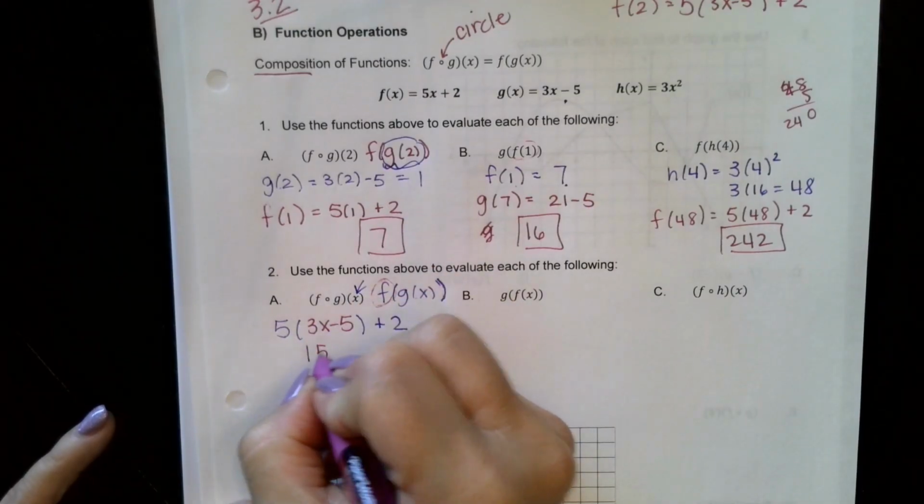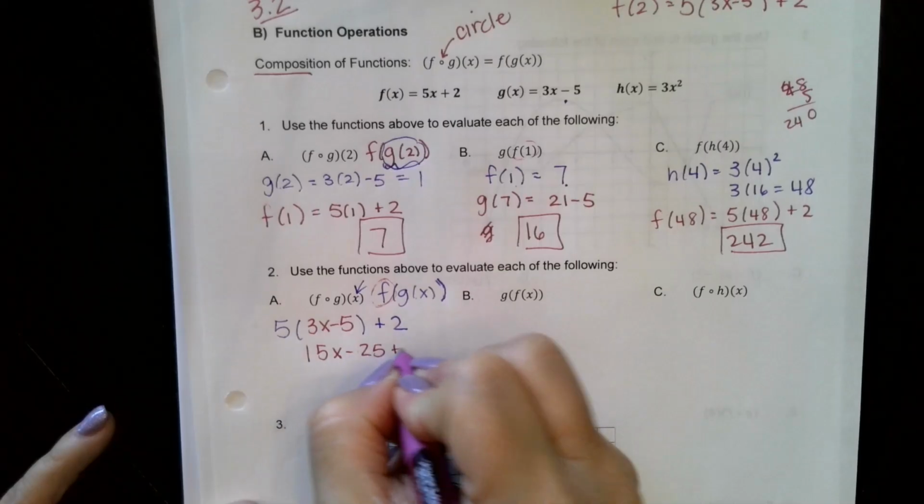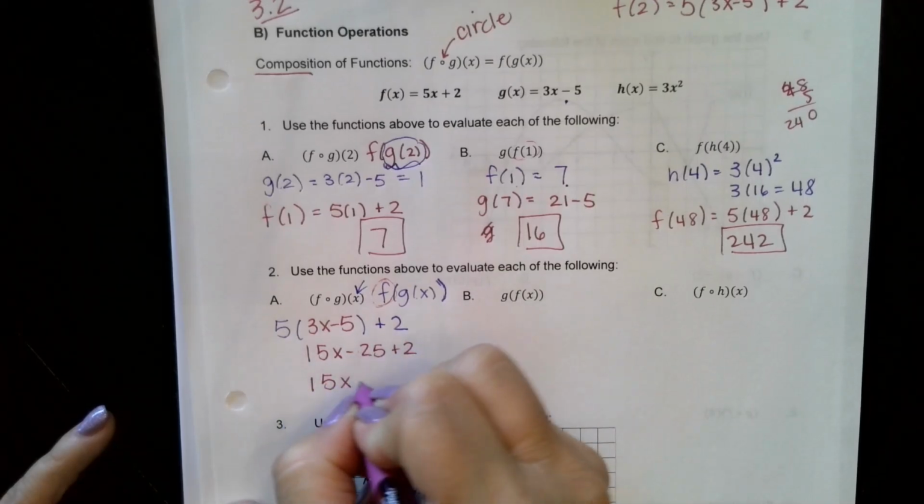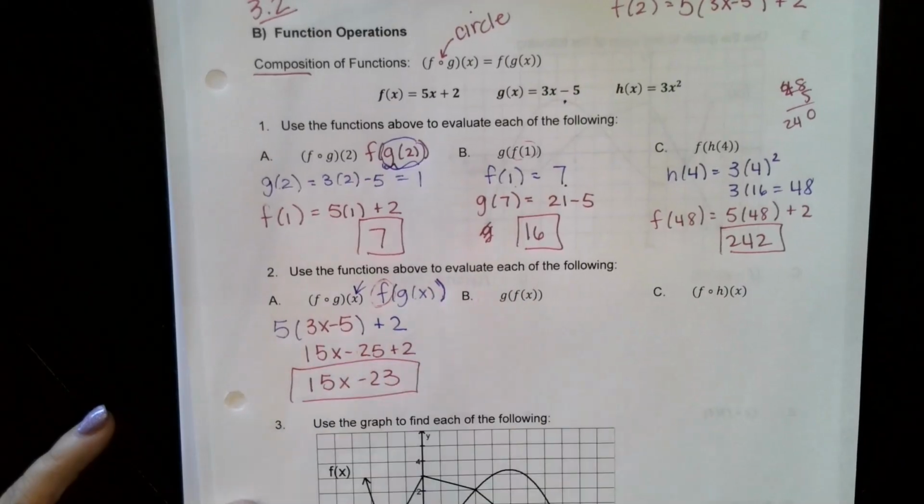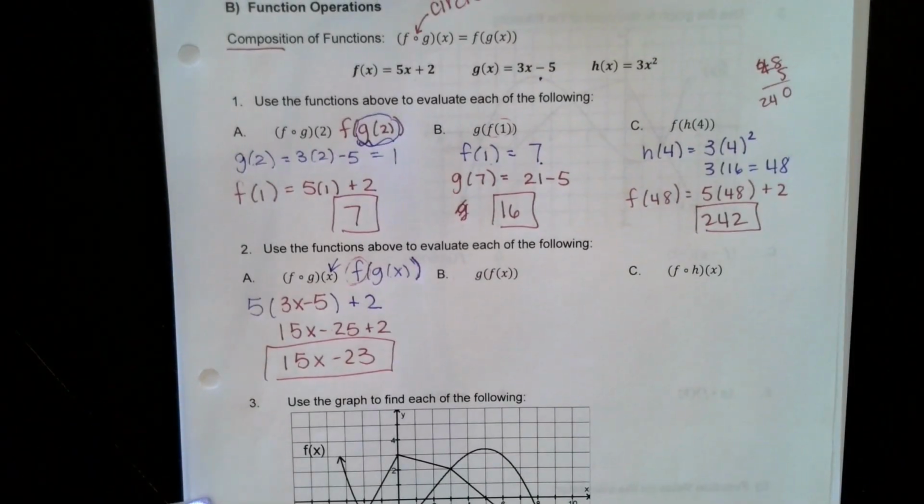So this gives me 15x minus 25 plus 2. So I would have 15x minus 23. Okay. These next two, it's the same thing. Go ahead and pause the video and do these next two and then come back.